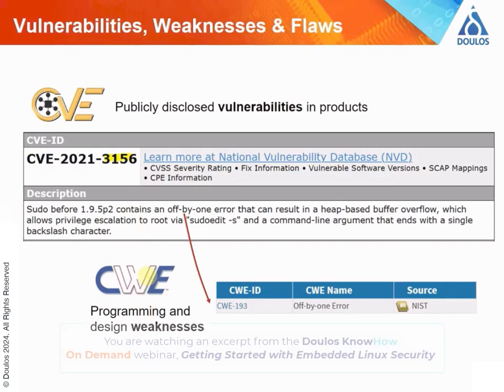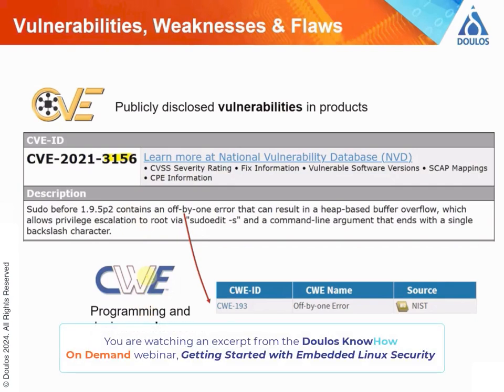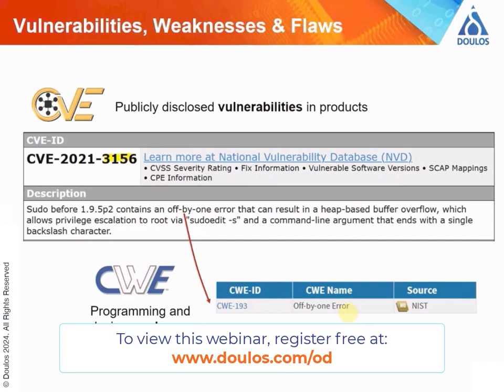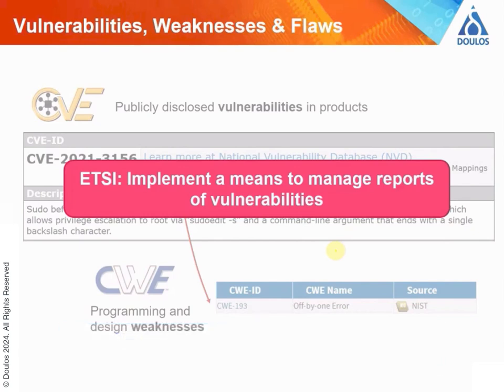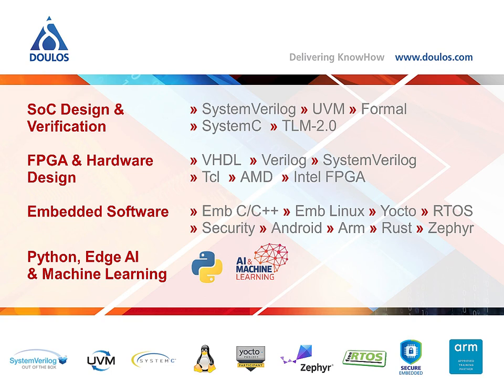Another project that we'll look at in a bit more detail is the Common Weakness Enumeration project, CWE, which is about classifying weaknesses in software in particular, but also hardware, by the type of the error, and we'll look at those in a little while. So one of the ETSI requirements was to implement a means to manage reports of vulnerabilities, and part of that is making use of the CVE project, announcing publicly, we have detected a weakness in our product, but we are going to fix it, update your firmware to version XYZ, and the problem is resolved.